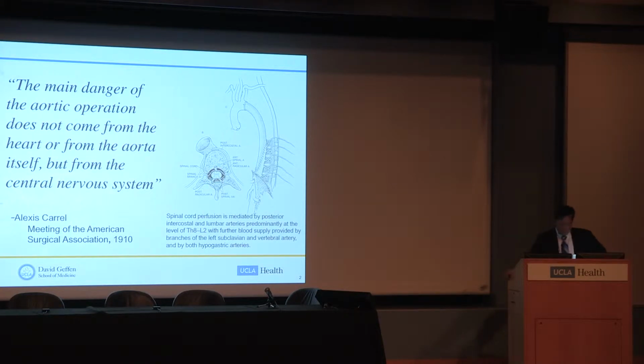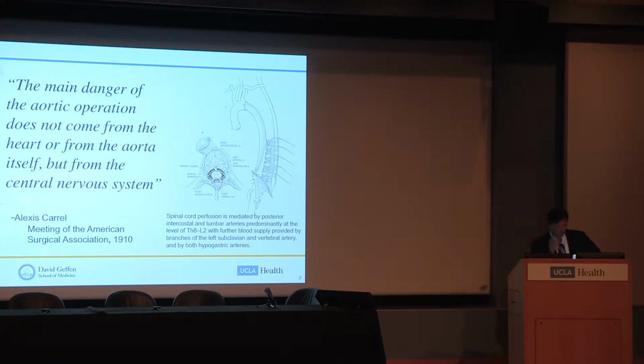So just very briefly, as you are probably reminded of from medical school, the anatomy of spinal cord perfusion comes off of the posterior wall of the aorta, particularly in the region from T8 down to L2, which is one of the reasons we often reimplant this area. These posterior intercostal and lumbar branches then go on and give the artery of Adamkiewicz in that area, which then perfuses the spinal cord through the anterior spinal artery.